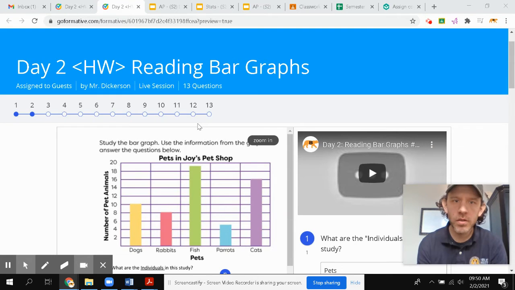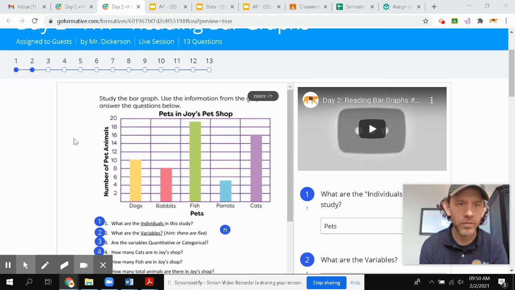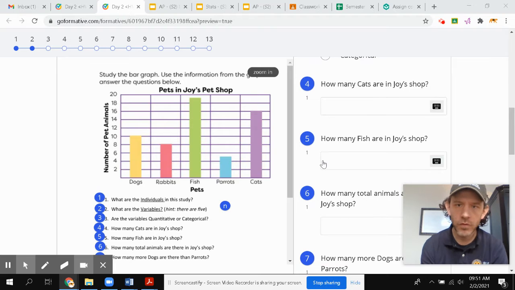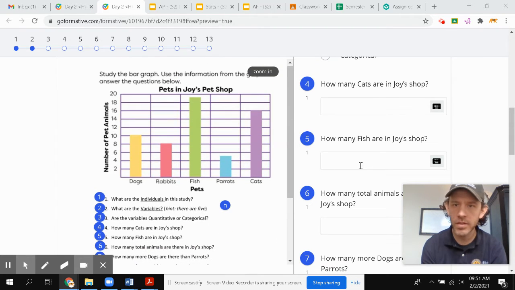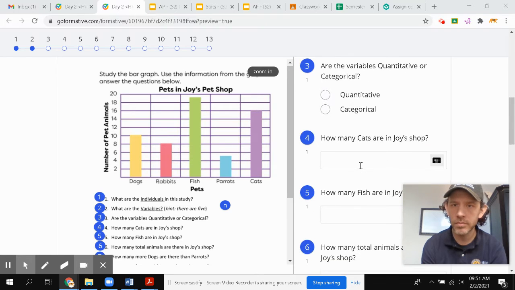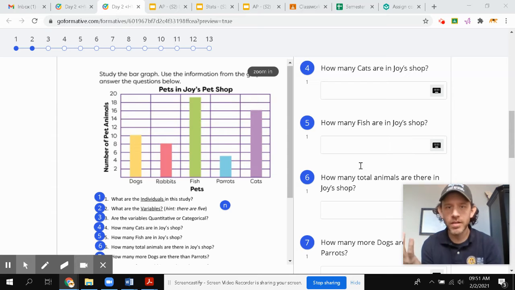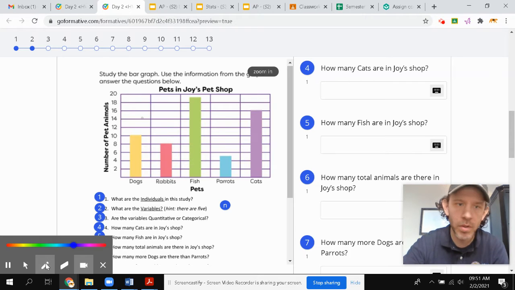All right, so let's take a look at some of the numerical data that we can get off of this bar graph for Pets and Joy's Pet Shop. So going down to 4 through 13, we're going to have to look at some of the numeric pieces of this. So if we're looking at just the counts, remember if the y-axis already tells us how many there are, we just have to look at the heights of the bars to know.